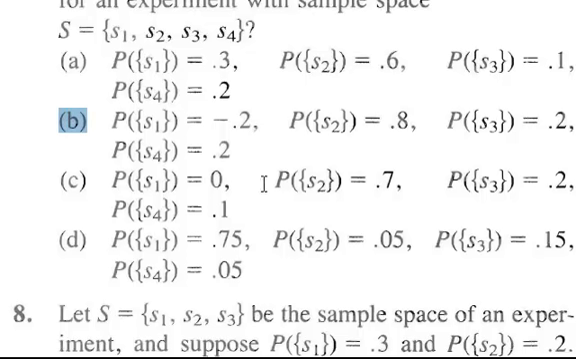How about this one? Yeah, this is fine. They all add up to 1, and none of them is less than 0 or more than 1. And how about this one? Yeah, this works, right? So these two, the last two, are okay. They're valid. Okay, here's some more problems.